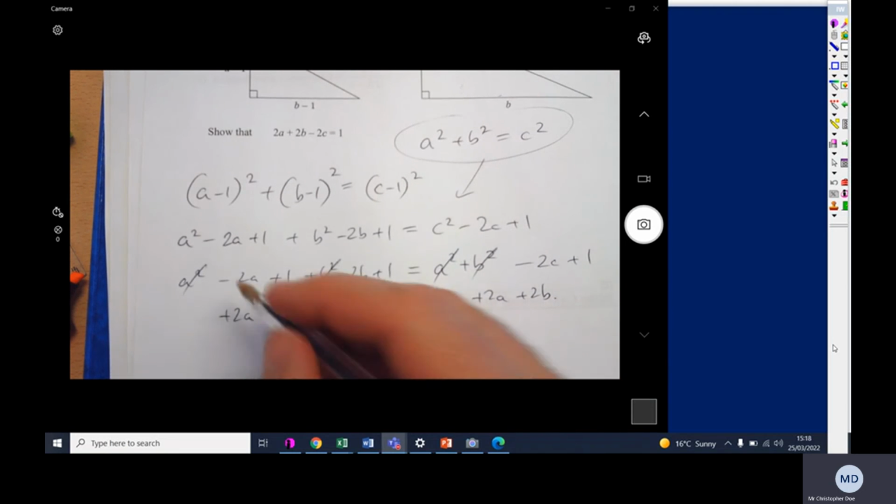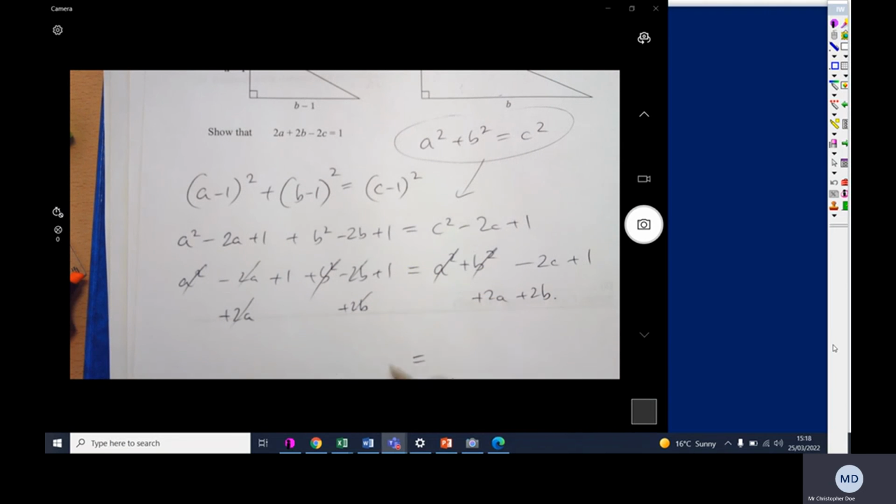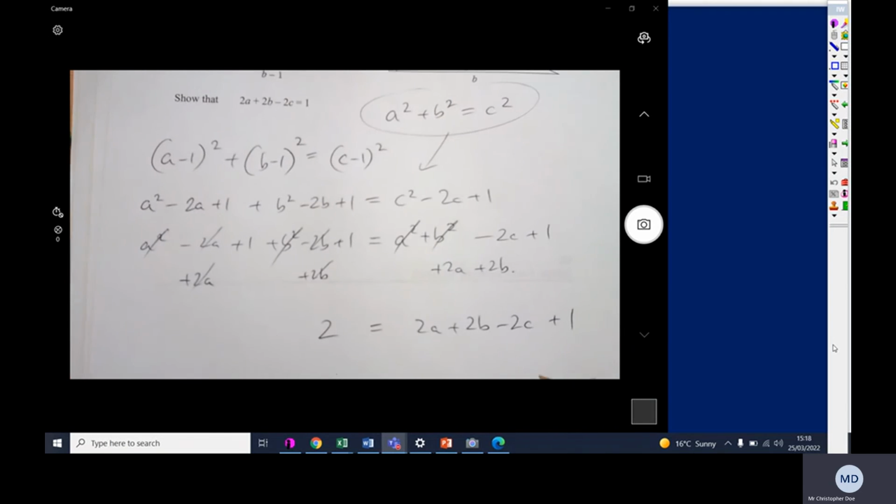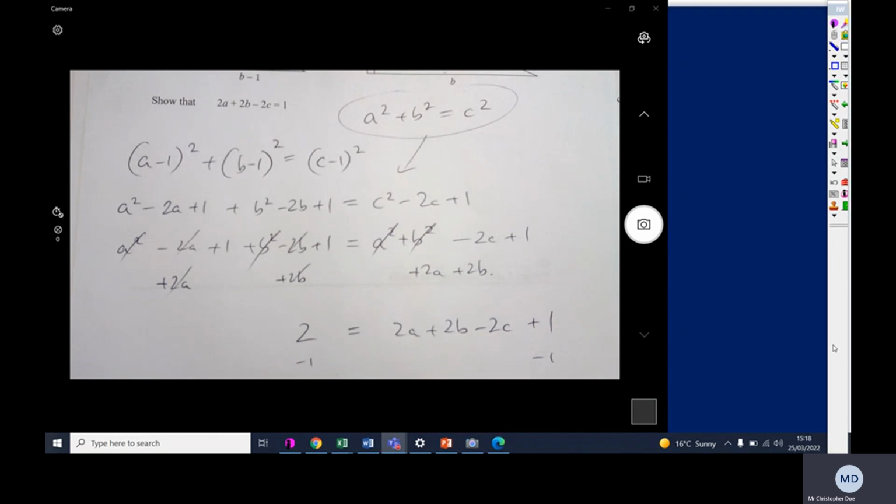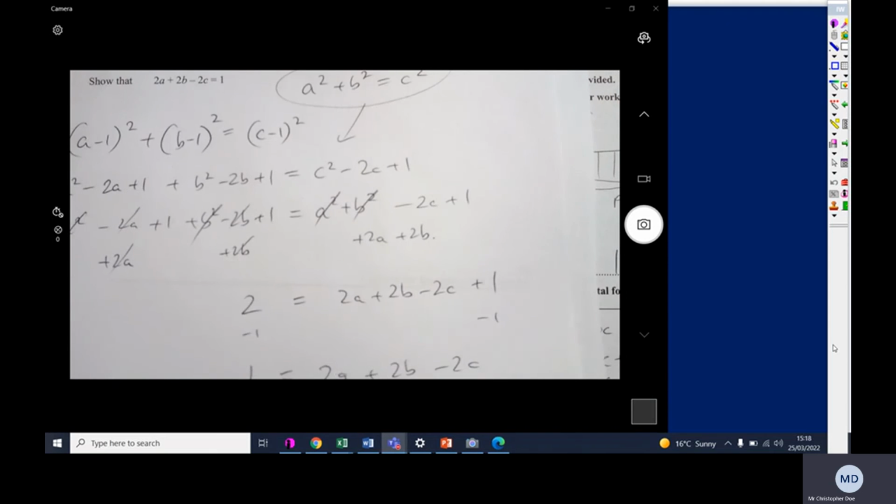Let's go ahead and do that. So that will cancel, that will cancel. I've got a 2 on the left. On the right, I've got 2a plus 2b minus 2c plus 1. And I'm going to finish it off by taking 1 from both sides, and now I've got 1 equals 2a plus 2b minus 2c, which is what we wanted. That's a bit tricky.